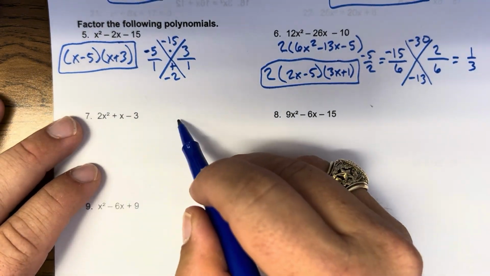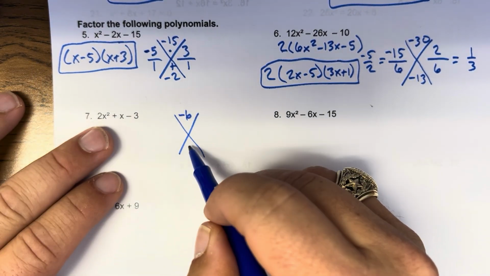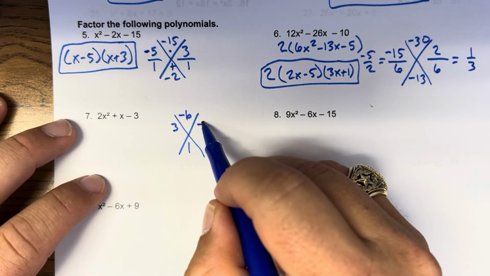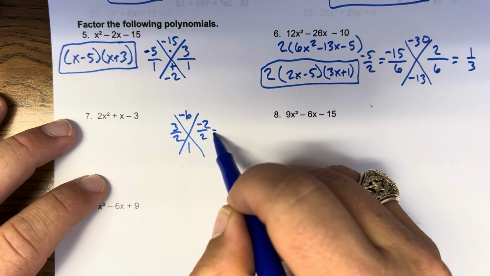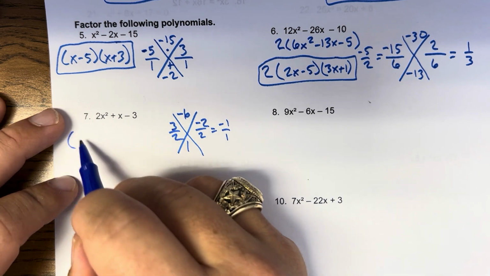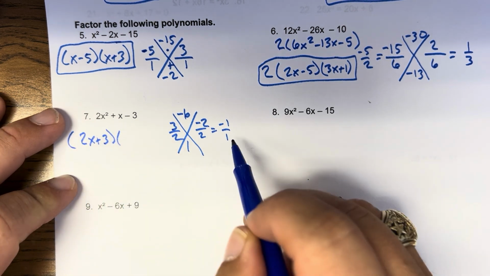Number 7, there's no GCF, and so 2 times negative 3 is negative 6 on top, 1 on bottom, which is going to be 3 and negative 2. We'll divide by the 2. And so we have 2x plus 3 and x minus 1.